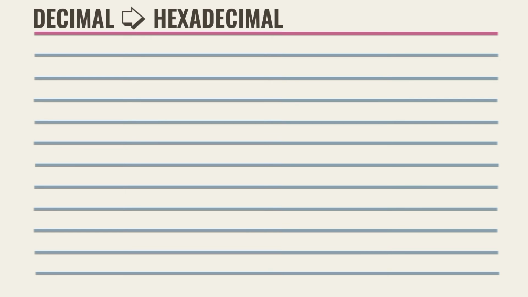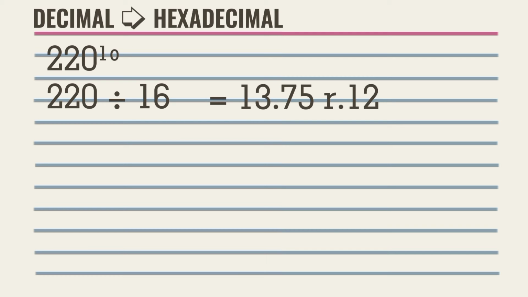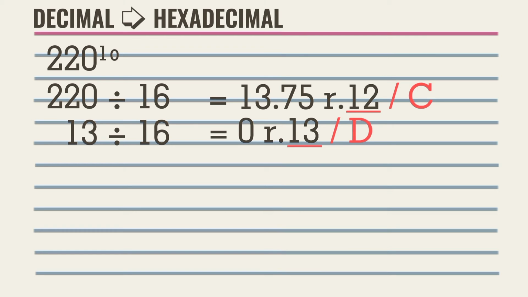Last thing will be decimal to hexadecimal. The same with octal, let's divide our given number, which is 220, but into 16. We'll get 13.75 with 12 as the remainder. Next is take the 13 and divide it with 16. Then we'll get 0 and 13 as the remainder. Now, if we convert 12 and 13 into hexadecimal system, 12 corresponds to C and 13 corresponds to D. The same with octal, let's rearrange the remainders from bottom to top, and we're getting DC base 16 as the hexadecimal form of 220 base 10.